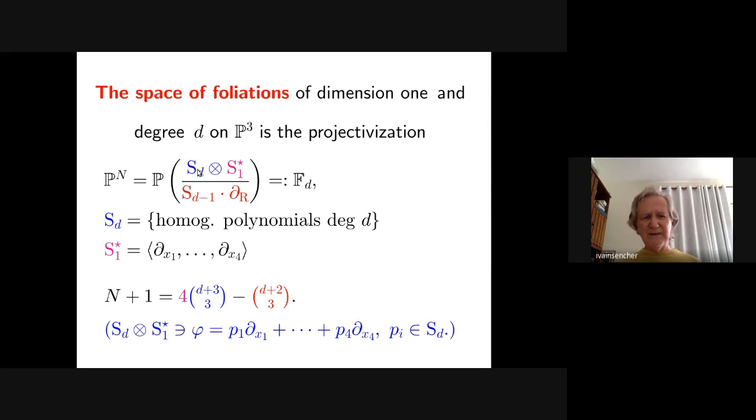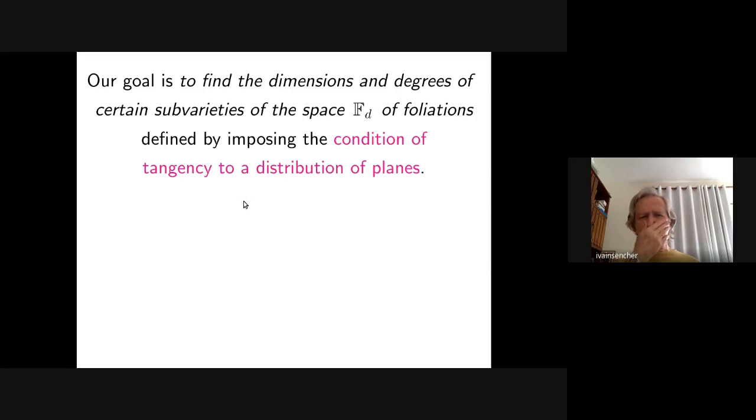So a typical element in the numerator here is a polynomial vector field. But since we're looking at it as defining a foliation, we actually take its class mod multiples of the radial vector field. And that's the plan for the rest of the talk. We want to impose the condition of tangency of a foliation of a given degree, tangency to a distribution of planes. We can talk about distribution of planes in general, but we'll concentrate very soon in the case of degree 0.